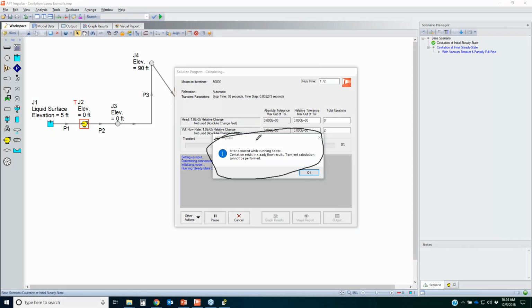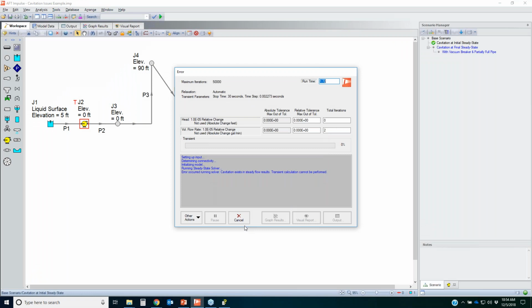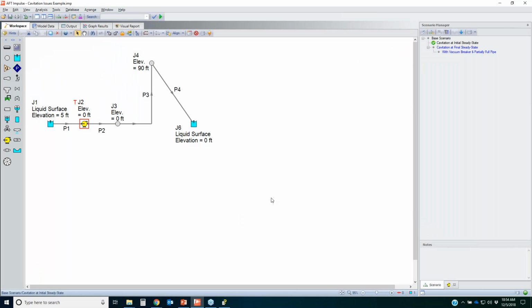It says, error occurred while running solver. Cavitation exists in steady flow results. Transient calculation cannot be performed. So this means that your steady state initial condition is already cavitating. The results will not be predictable with AFT Fathom. It will only be able to tell you where you're cavitating.